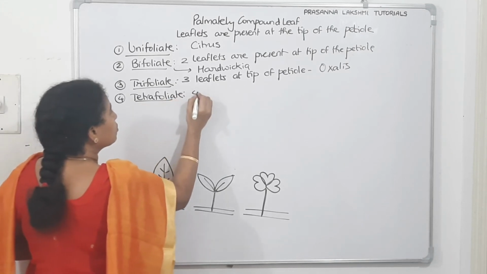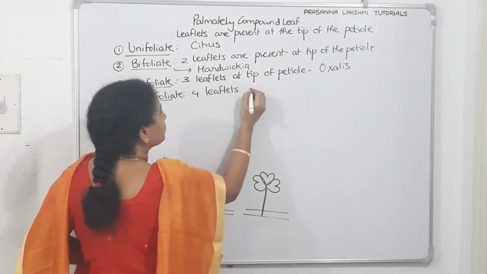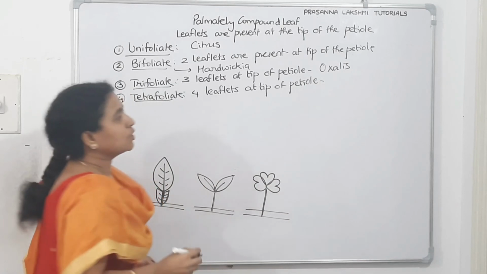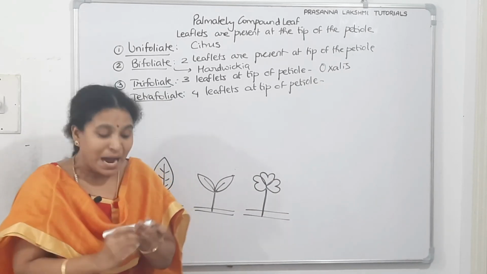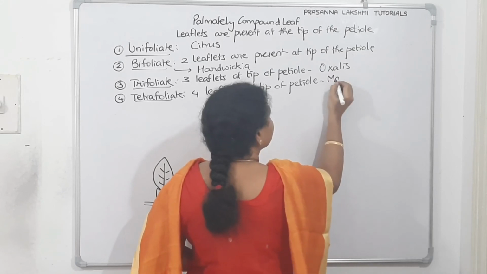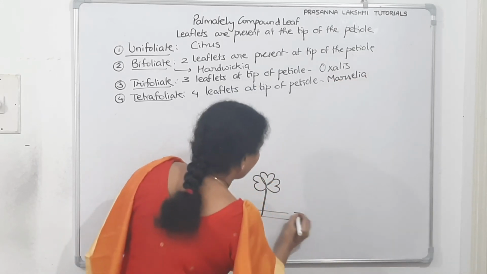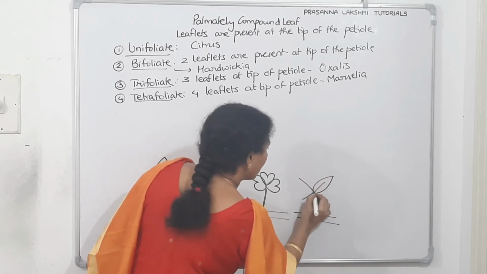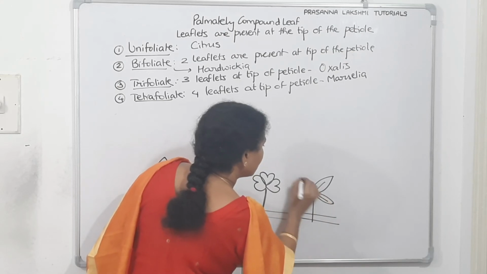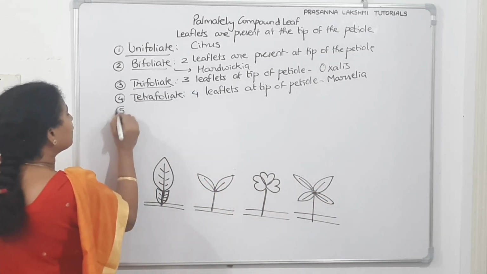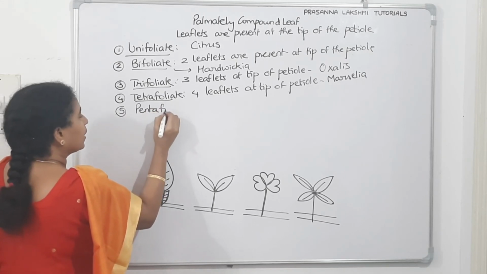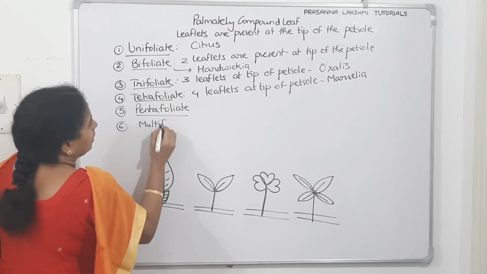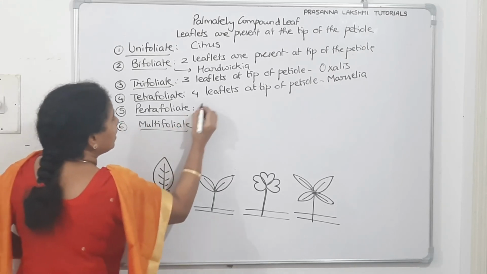Tetrafoliate goes with four leaflets at the tip of the petiole. Example for tetrafoliate is Marsilea. Now, how to draw it? 1, 2, 3, 4. One leaflet, second leaflet, third leaflet, fourth leaflet. Pentafoliate and multifoliate are also there.